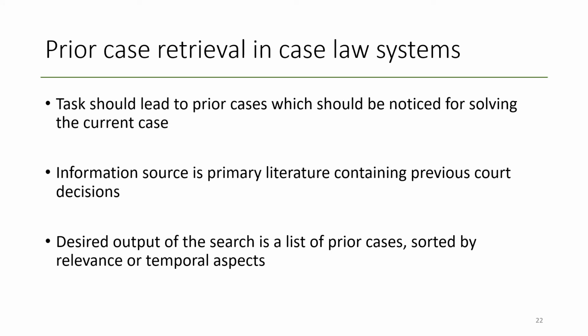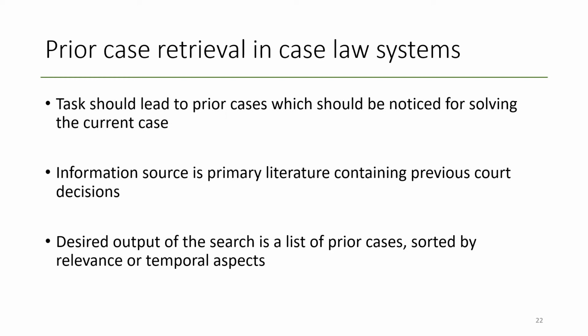So I wanted to focus now more on case law systems, and namely here the task of prior case retrieval in case law systems. The task should lead to prior cases which should be noticed for solving a current case. So let's say a lawyer has given a current case and you want to find legal evidence for solving this case. And this is when you do a prior case search. And here, the information source is the primary literature containing the previous court decisions, how prior cases got decided.